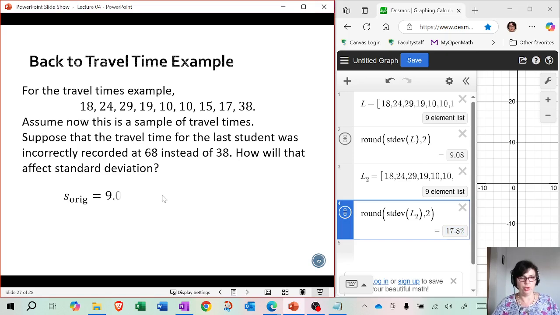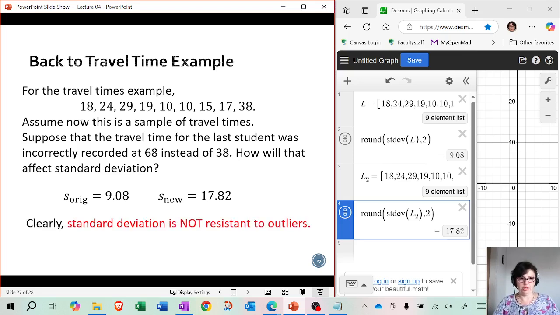So in conclusion, can we say that standard deviation is resistant? Because remember, resistant means it does not change. Well, nope, it changed. Now, why is it not resistant? The reason why it's not resistant is because when we compute standard deviation, we are subtracting the mean from each data value, but the mean was not resistant either. So the mean changed, and of course the standard deviation will change also. Okay, so standard deviation is not resistant.